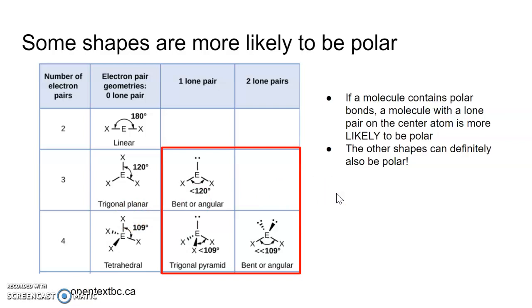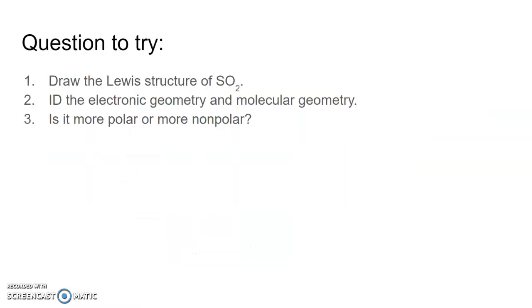All right, this is your question to try at the bottom. Draw the Lewis structure of SO2. I will say that the connect the dots method might be really tricky to use for this one, so just consider that. Then identify the electronic and molecular geometry, and then think about whether it is more of a polar or non-polar molecule. So consider all of that when going through.